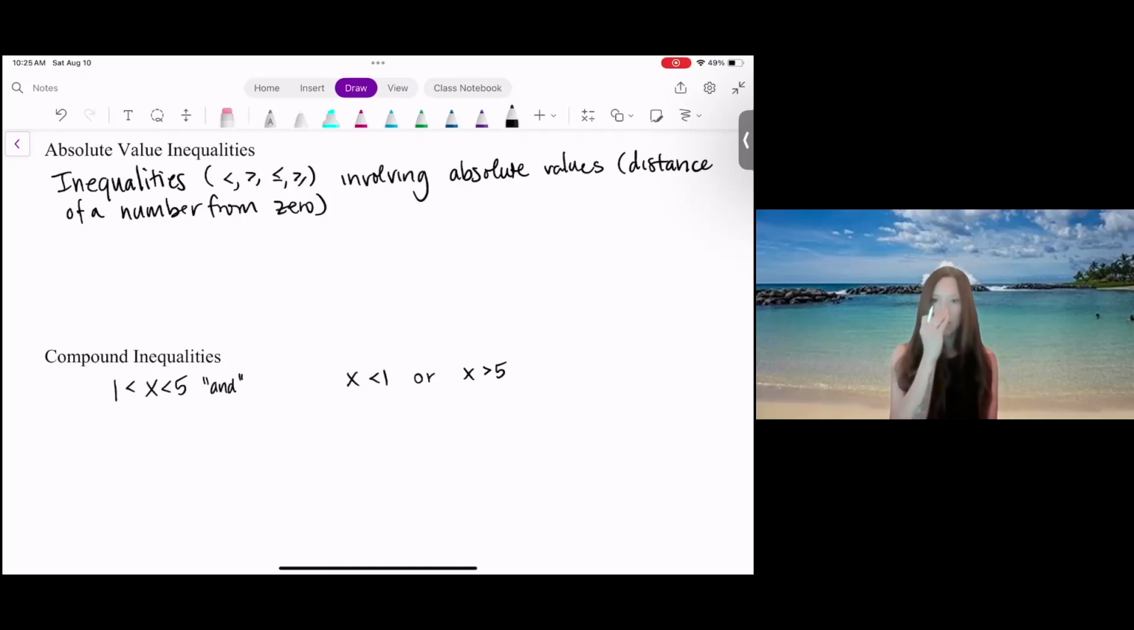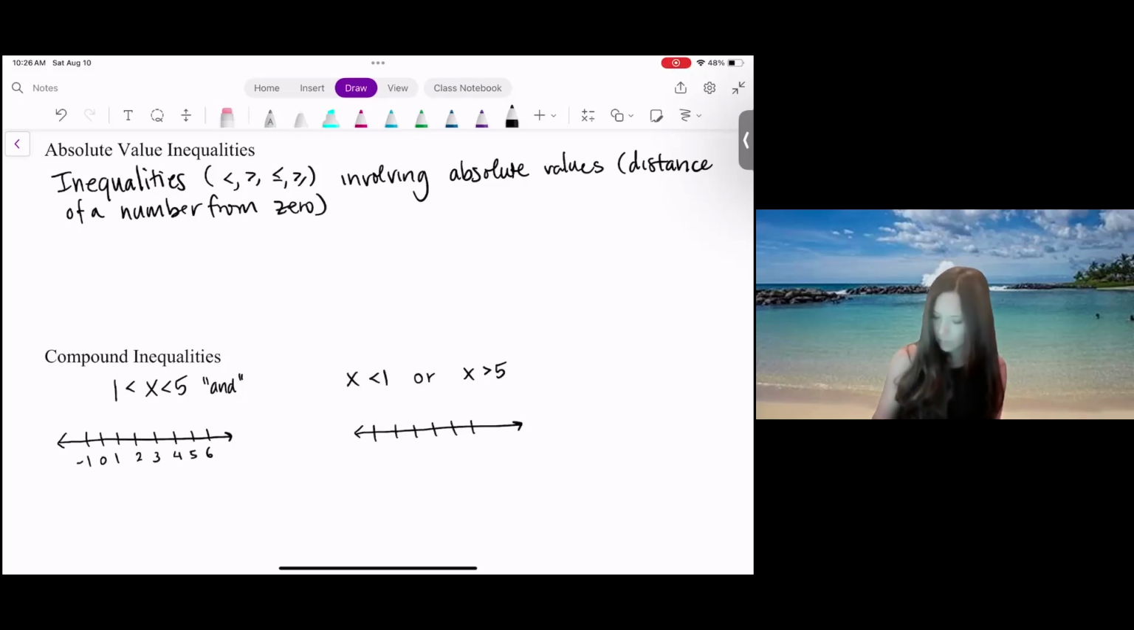Even though you don't see the word "and" on the left one, that is an "and." x is greater than 1 and x is less than 5. On the right-hand side, that compound inequality is x is less than 1 or x is greater than 5. And when I graph these, you'll notice that they look different. Both graphs have an open circle at 1 and 5, or a parenthesis, depending on which way your instructor is asking you to graph.